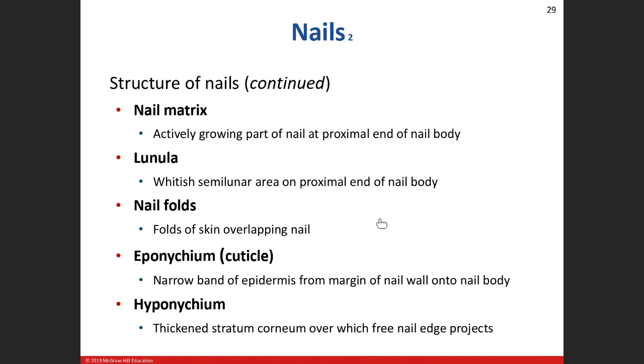On either side of our nail, we have the nail folds. That's where the skin is folding on top of the nail. And then our eponychium, or the cuticle, is where we're going to see part of the epidermis move onto the nail itself. And finally, the hyponychium is where the free nail edge hangs over our fingertip.